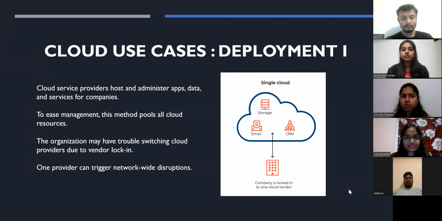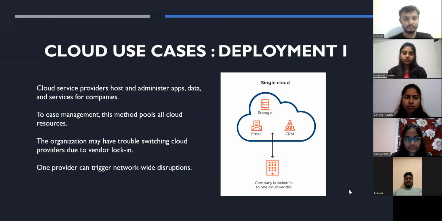So in this way, I want to discuss cloud use cases. We have two deployments, deployment 1 and deployment 2. In deployment 1, cloud services provide hosting and administration of apps, data, and services for companies. To ease management, this method pools all cloud resources.